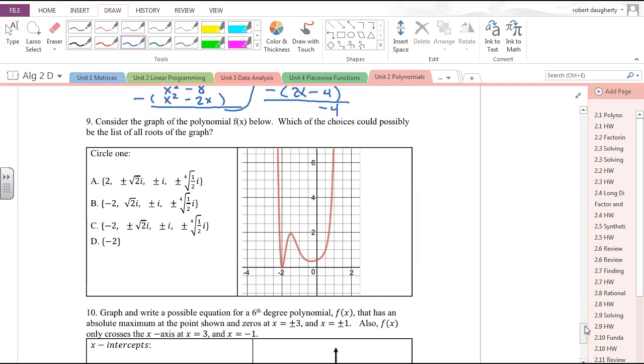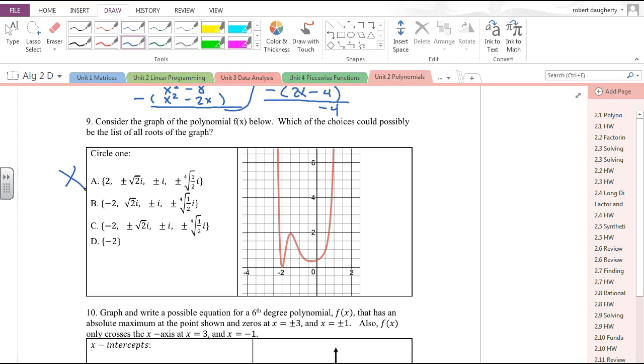Okay, problem number 9. This is a tough one, but it makes you think, okay? Look at this polynomial. Which of the choices could possibly be the list of all roots? When I look at this graph, there is only one real root, and that is at negative 2. So this can't be possible because that's got a 2 instead of a negative 2. So right now, it's either B, C, or D.